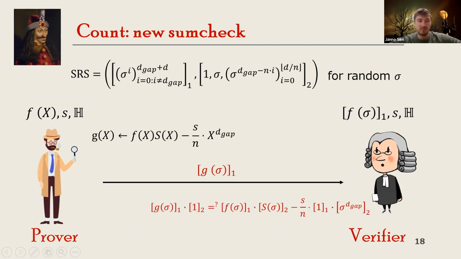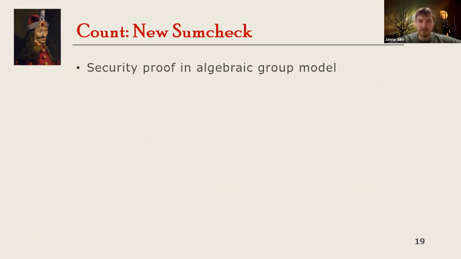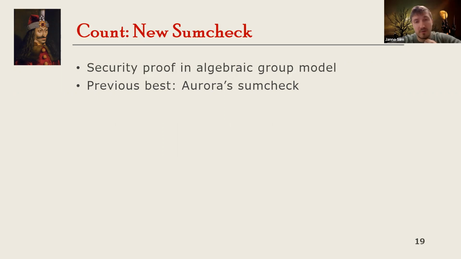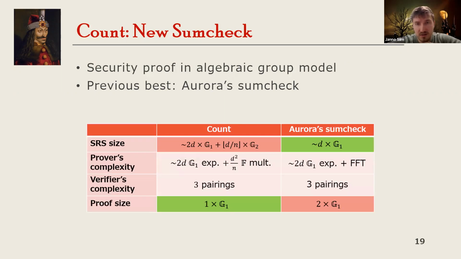And now the verifier checks this very same equation. And this is actually it. So here we get a succinct argument which contains only one group element. So it's essentially optimal, at least in the number of group elements. So we proved the security of this argument in the algebraic group model. The previous best succinct argument was from Aurora's ZK SNARK.